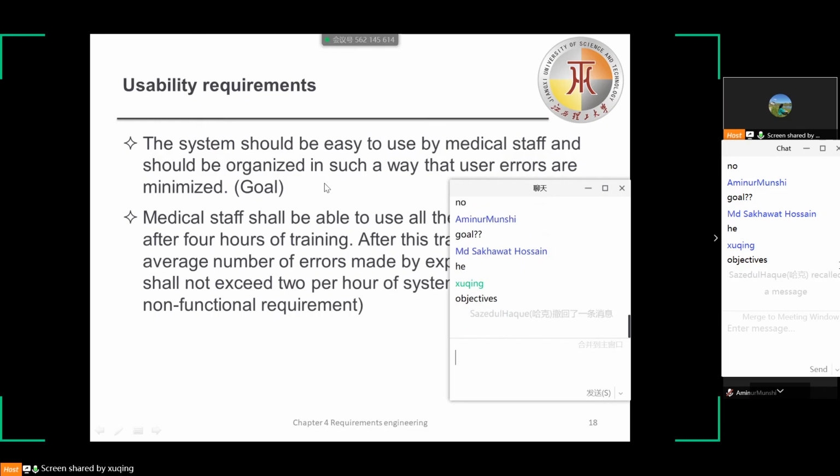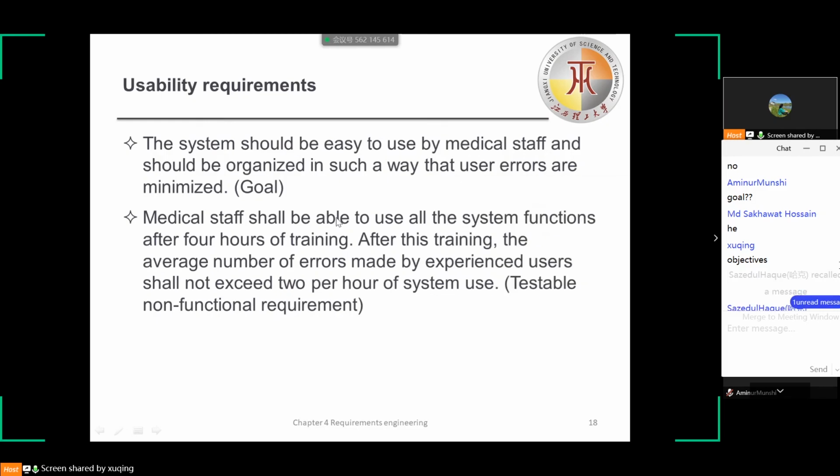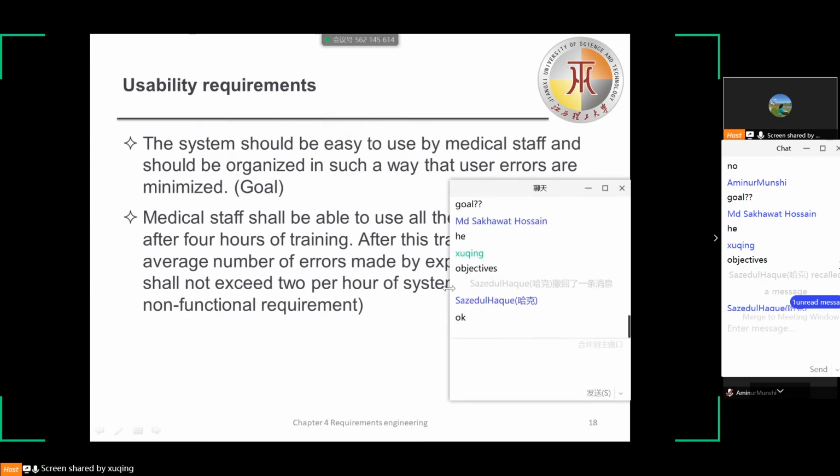Like here, the goal. When an organization asks us to develop a system, they may say, we want this system that will be easy to use by my staff, and we want the system to be organized so that we will make minimum errors possible. This may be the goals or objectives, the original ideas of the customers.